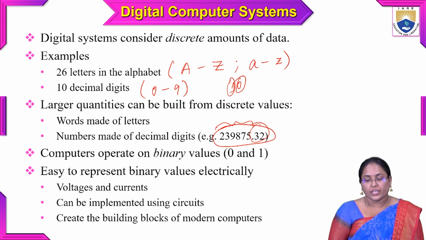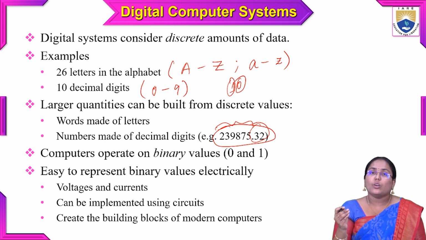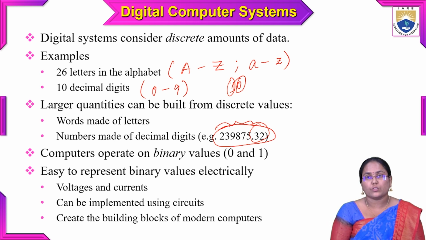Computers operate on binary values, that is 0 and 1, and it is easy to represent binary values electrically. Like if you are considering voltages and currents, they can be implemented using circuits to create the building blocks of modern computers. So binary values can be used for any of these following purposes. It will be very useful if we use binary values, such as if there is any low value, straight away I'll assign it to 0, and if it is a very high value, I'll assign it to 1.